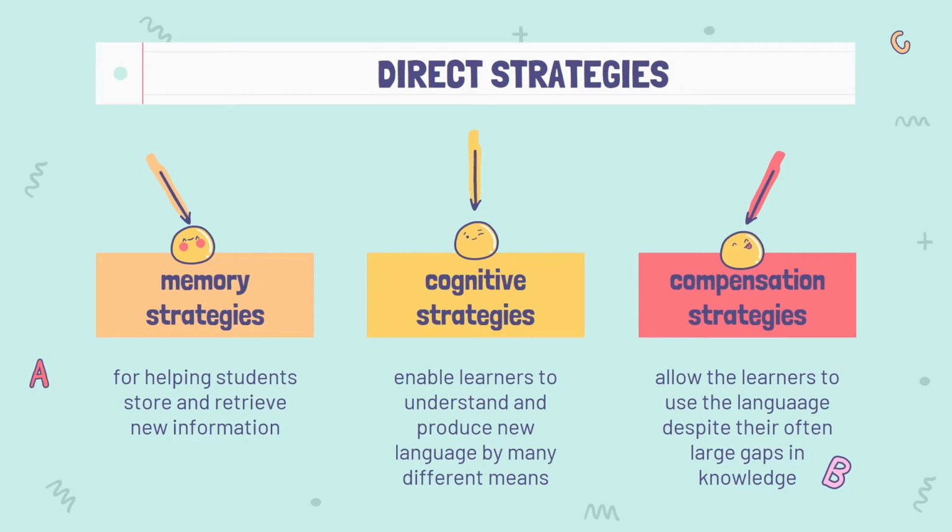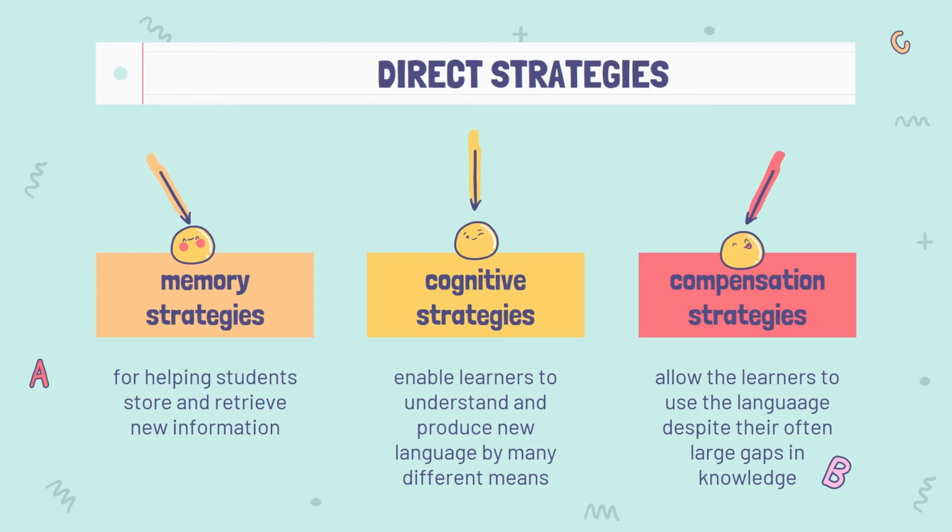As I mentioned before, direct strategies are language learning strategies that directly involve the target language. There are 3 groups of direct strategy. Those are memory strategies, cognitive strategies, and compensation strategies. Although all direct strategies require mental processing of the language, those 3 groups of direct strategies do the processing differently and for different purposes.